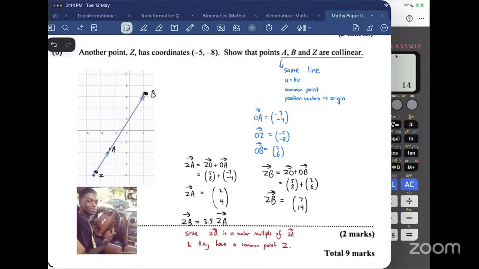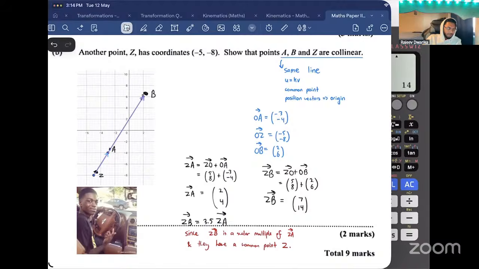One question, sir. Would they give me a mark if I do the graph kind of way? Yeah, they could give you a mark.